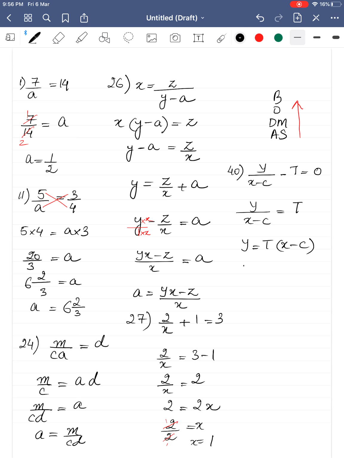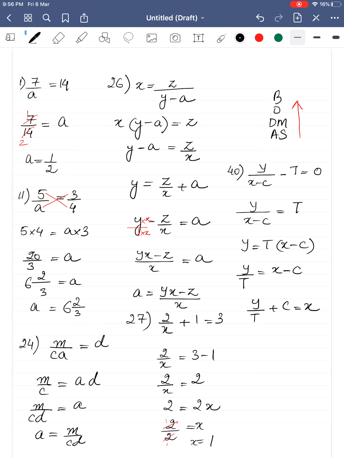So now the next thing I can do is move the t from the right hand side. Since it's being multiplied, it goes to the left hand side and it divides. I have y divided by t is equal to x minus c. Now to make x the subject, the last thing I need to do is to move the negative c to the other side. So I have y divided by t plus c is equal to x.